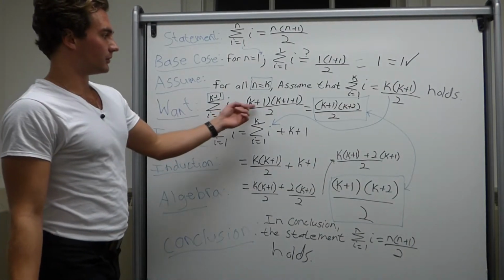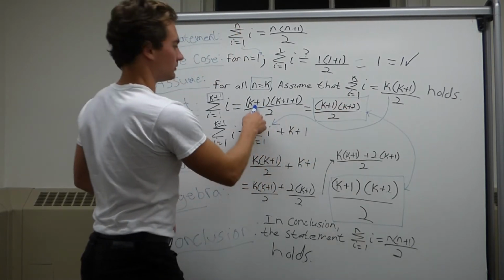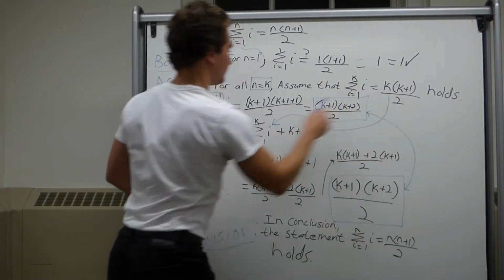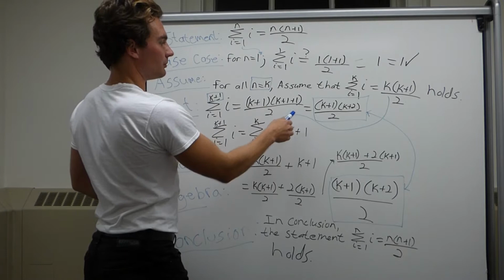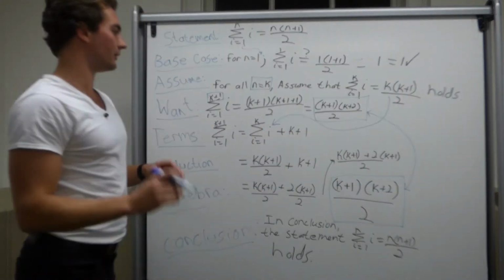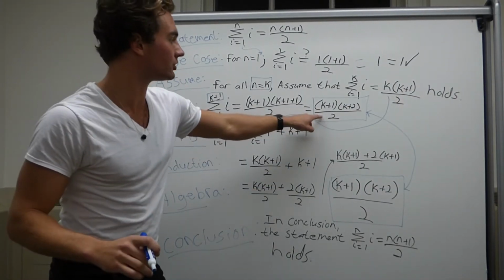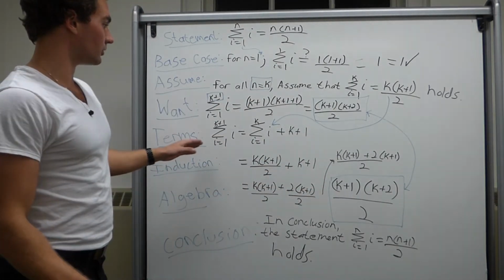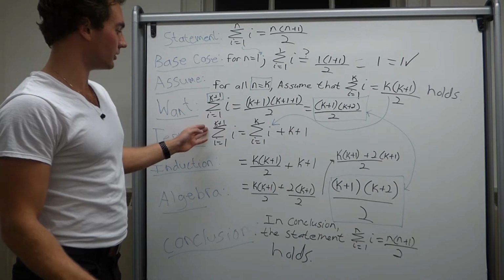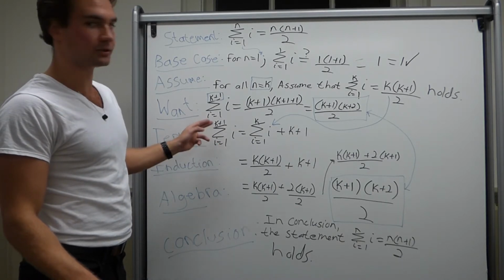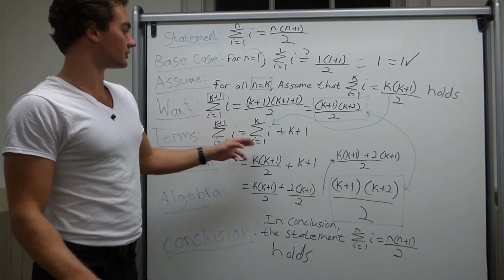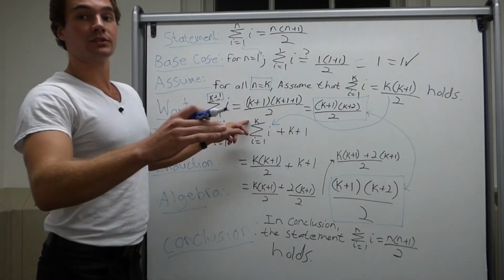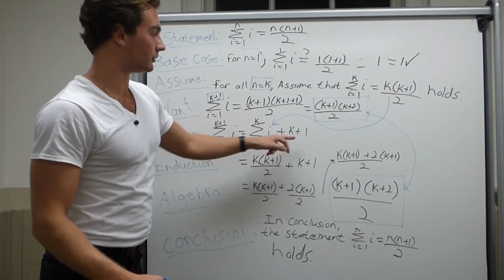So we have k plus 1, and for this k we have k plus 1, and then k plus 1 plus 1 is k plus 2. Now we're on that step. Great. Now we know that we want to show this. So now we do the terms. So we write out the summation. Note that this summation from i equals 1 to k plus 1 of i is equal to the summation up to k plus the next term, which is k plus 1, right here.